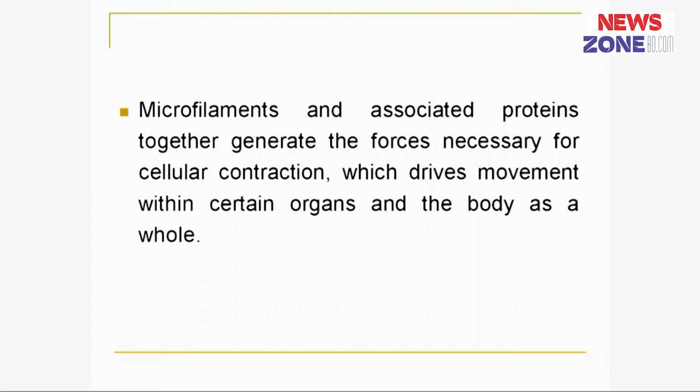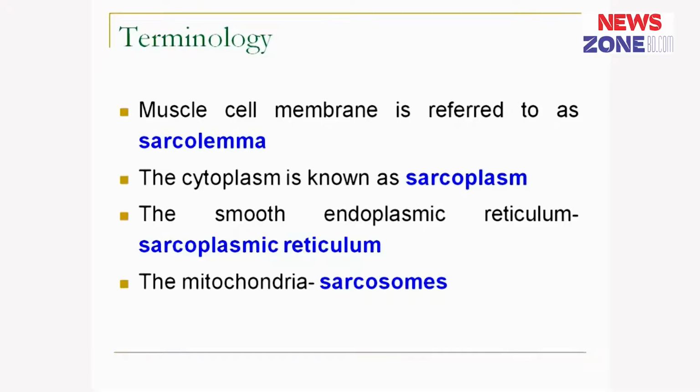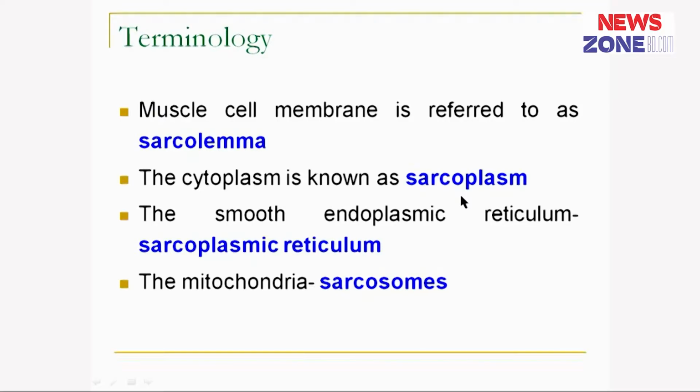Before going to the histological structure of muscle tissue, we have to know about some terminology such as sarcolemma, which is the muscle cell membrane, and sarcoplasm, that is the cytoplasm of the muscle tissue. Sarcoplasmic reticulum, these are the smooth endoplasmic reticulum of muscle tissue. The sarcosomes, these are the mitochondria of the muscle tissue.